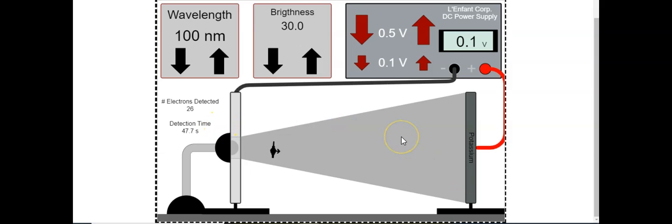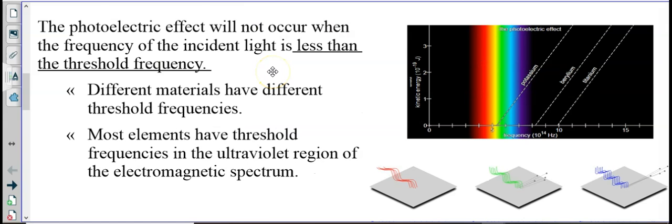So let's use simple monetary terms. If it costs $1 and you approach it with $100, then you spend $1 to buy it, and 99 of the dollars are its kinetic energy. It's that simple. So to summarize, the photoelectric effect will not occur when the frequency of the incident light is less than the threshold frequency.